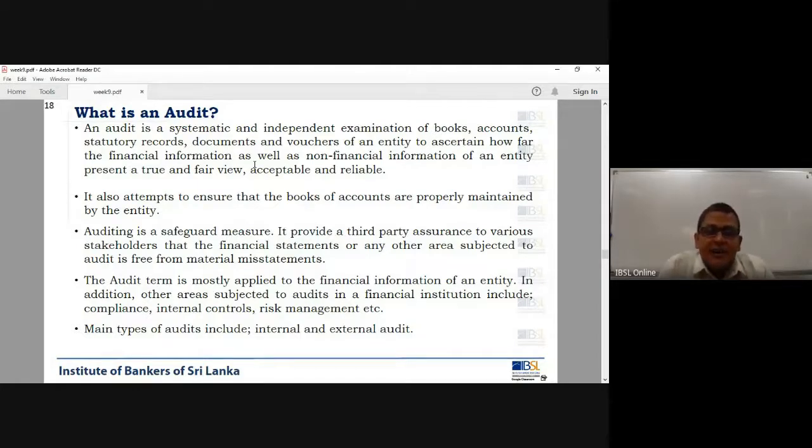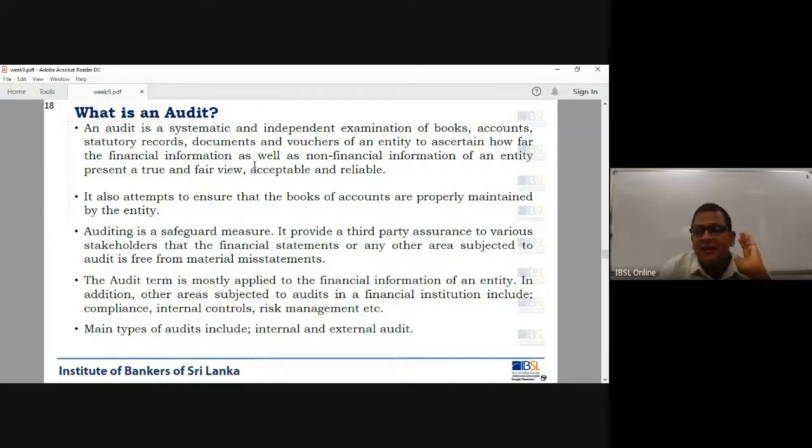Audit is a systematic and independent examination of books, accounts, statutory records, documents, and vouchers of the entity to ascertain how far the financial information as well as non-financial information of an entity presents a true and fair view, acceptable and reliable. Here, there are some words we have to keep in mind.